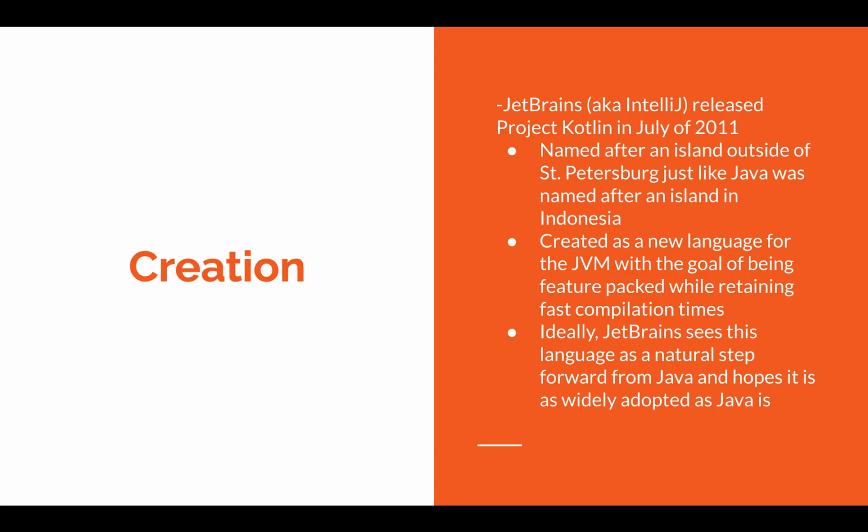CSC 145 and 146. Now, Java, the programming language, was named after an island in Indonesia. JetBrains kind of wanted to follow that naming pattern with Kotlin, and so they named Kotlin after an island just off the coast of St. Petersburg, Russia. Their goal behind Kotlin was to create a new language for the Java virtual machine that had plenty of features while retaining extremely fast compilation times. JetBrains really does see this language as a natural next step forward from Java and hopes that businesses will adopt it as their new standard.